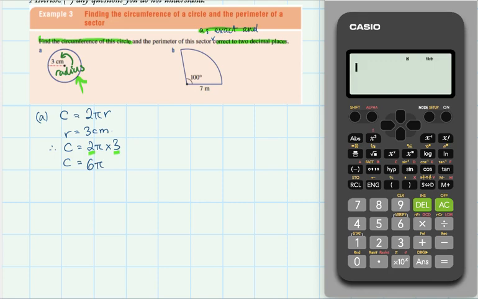Now, this is known as an exact value. So, you could say that the circumference of the circle is 6 pi centimeters. So this is called an exact value.